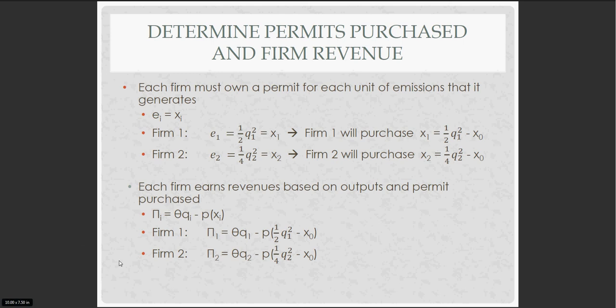We can also calculate the revenues of each firm, represented here. We calculate the firm revenue based on the outputs and costs from permit trading. Theta Q represents the revenue generated at market by selling Q amount of goods for a profit theta each. So that's total revenue from selling goods. PX represents the cost spent on purchasing permits. So this is money generated at market, and this is the amount of costs associated with abiding by the program.